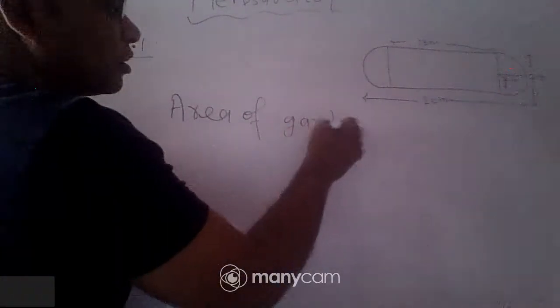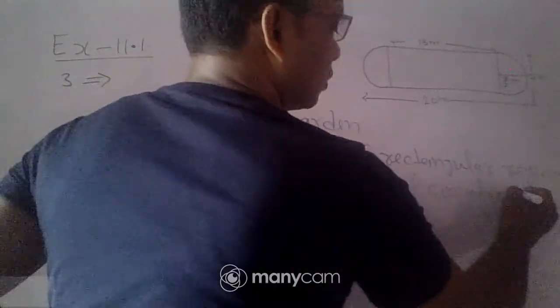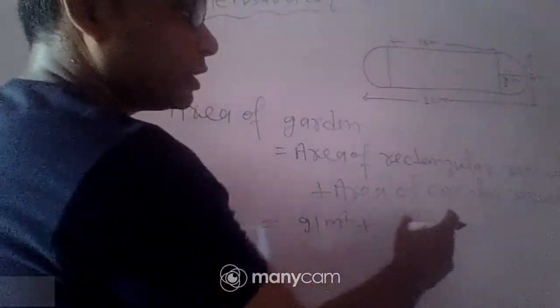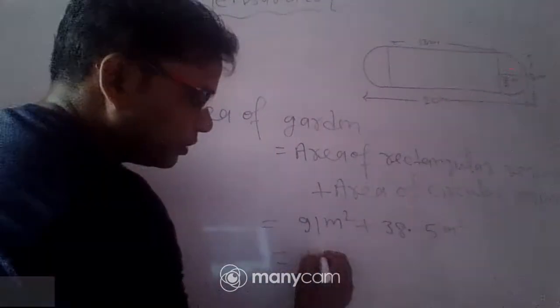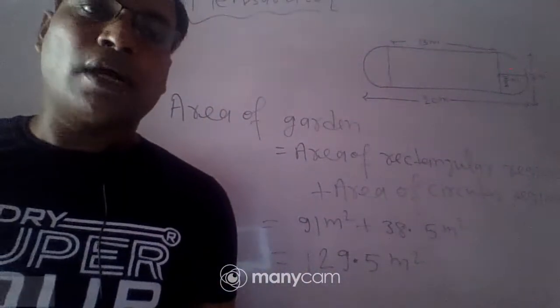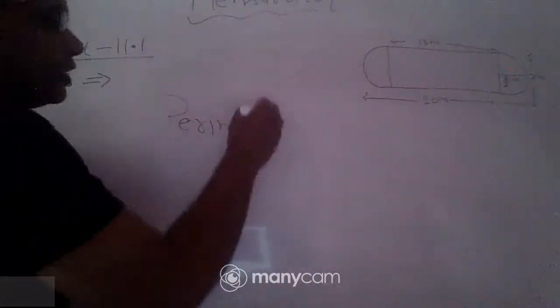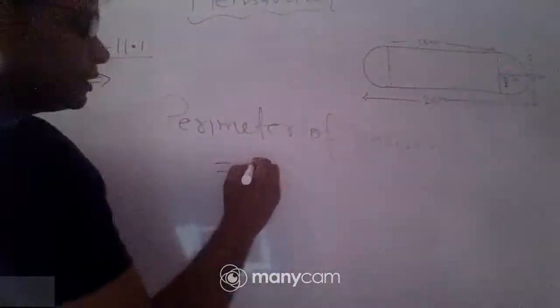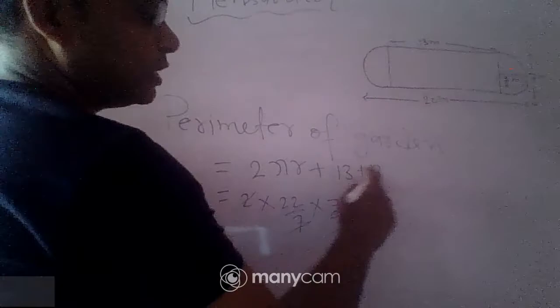So we obtain 22 plus 26. This is equal to what? Tell me. This is equal to 48 meters. Okay, in this way we find the perimeter of the given figure is 48 meters.